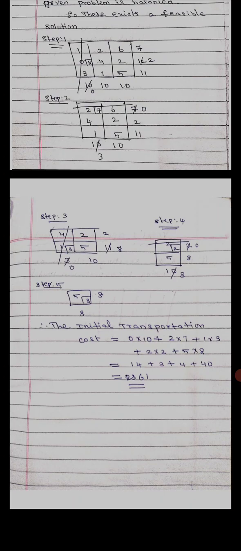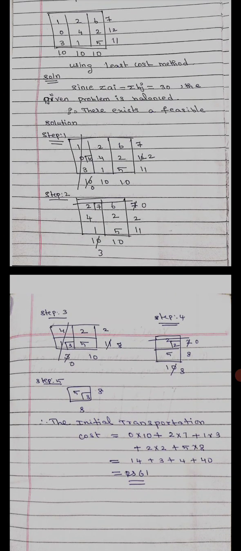Therefore the initial transportation cost: what is the first step? You allocated 0 into 10. Second step, 2 into 7. Third step, 1 into 3. Fourth step, 2 into 2. Fifth step, 5 into 8. You multiply and sum, and you get rupees 61. This is the answer for the least cost method.